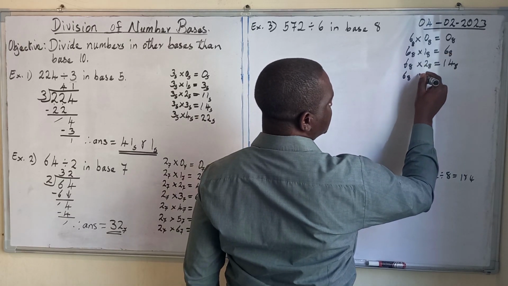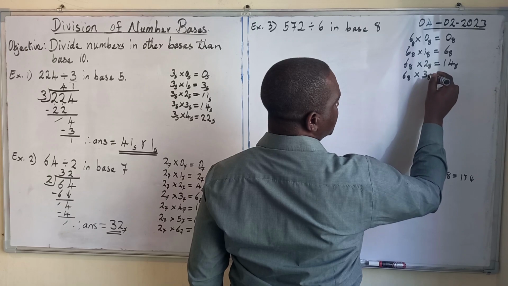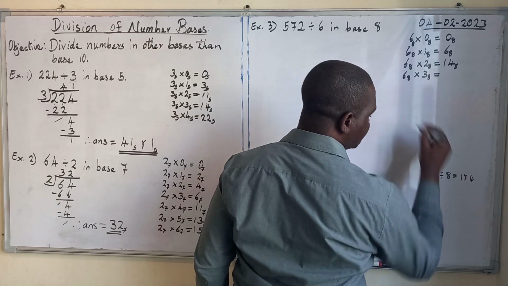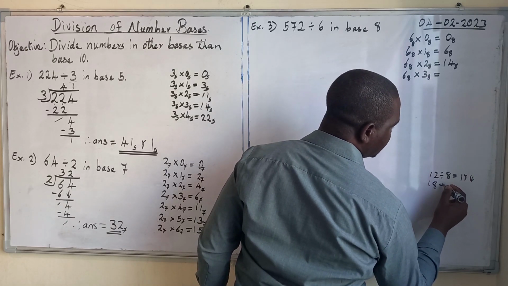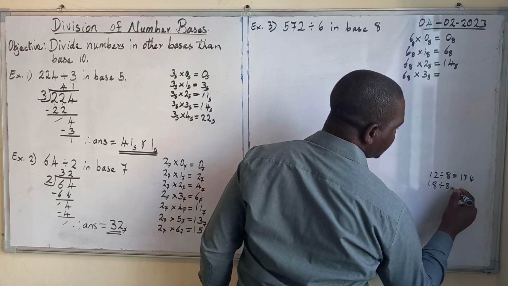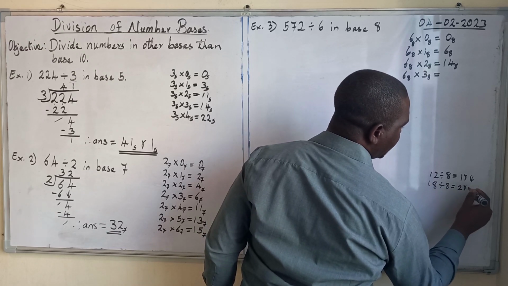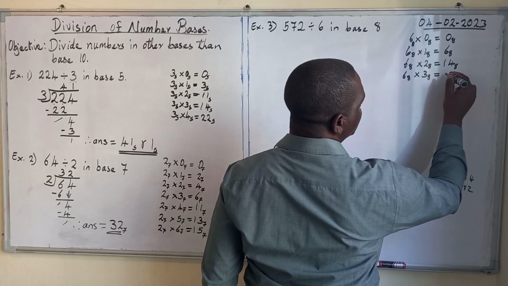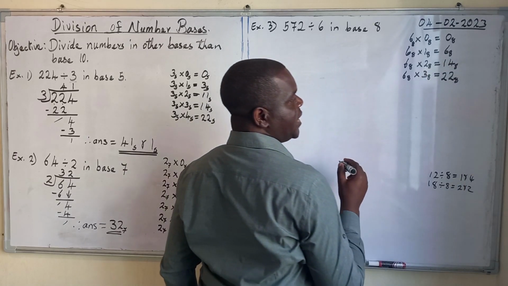6 base 8 times 3 base 8 is equal to 18. 6 times 3 is 18. 18 divided by 8 is going to give 2 remainder 2. You write the remainder first, 2, and the whole number. All this in base 8.